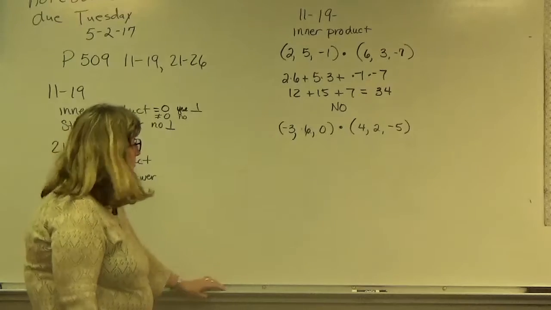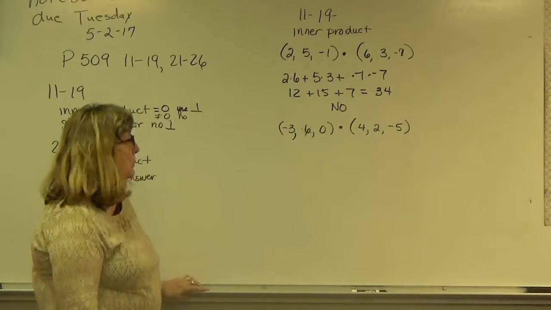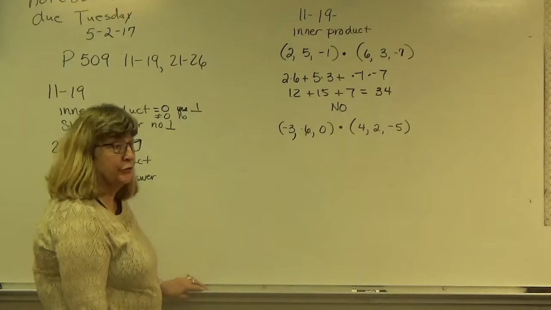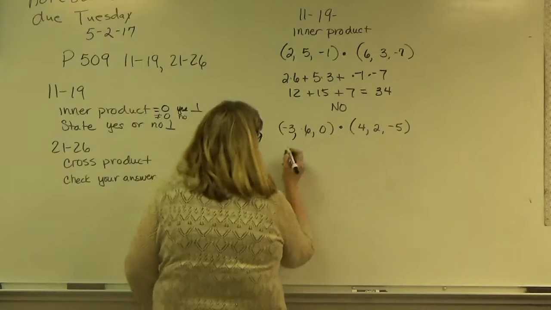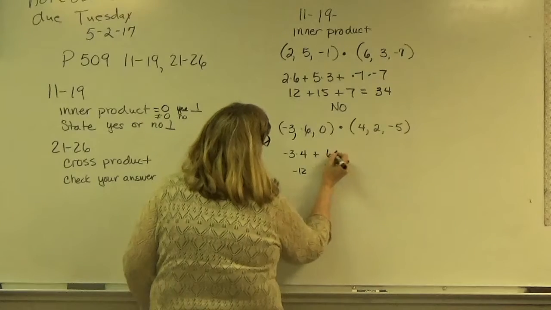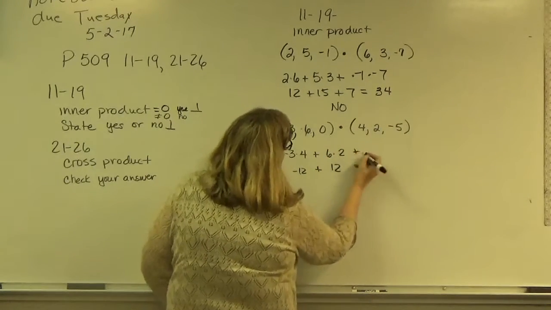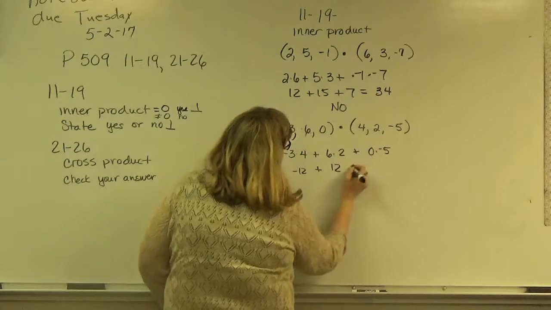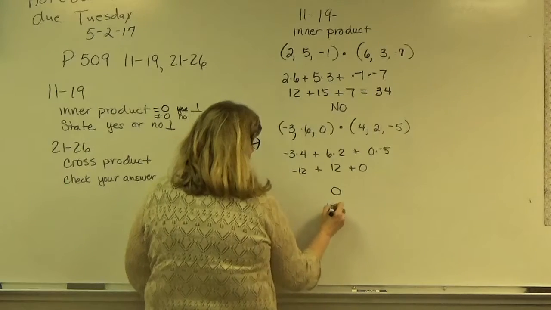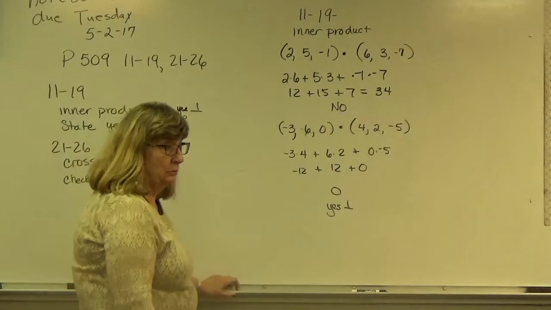Okay, so -3, 6, and 0, another three-dimensional, and then we'll do another two-dimensional here in just a minute. And 4, 2, and -5. So first, Dalton, what are my x's multiplied? -12. And Mason, what are the y's? It would be 12. And Delaney, what are the z's when you multiply them? 0. When we add that together, our answer is yes, it is perpendicular. Is everybody good there?